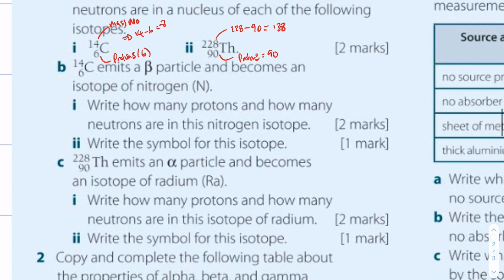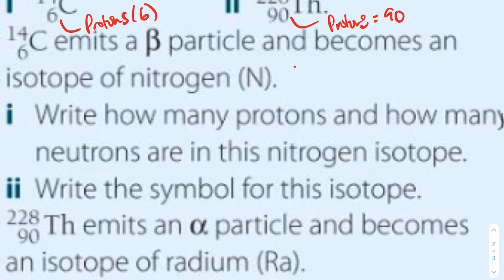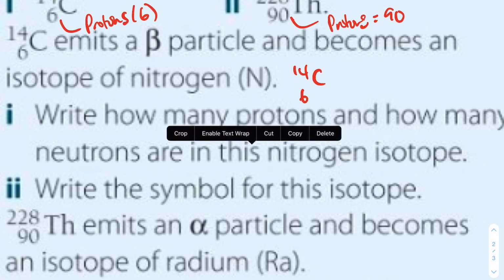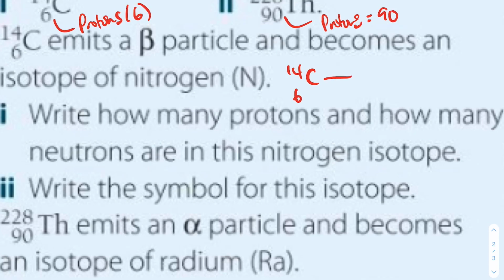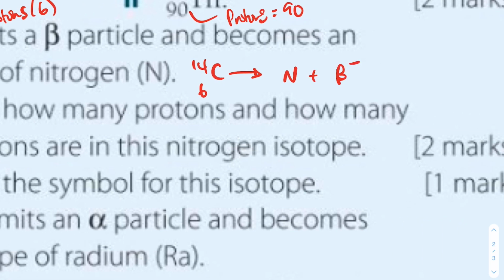So carbon 14 emits a beta particle. Remember, a beta particle is just an electron, and becomes an isotope of nitrogen. Write down how many protons and how many neutrons are in this isotope of nitrogen. So we have to first think about the reaction. So carbon 14 turns into nitrogen plus a beta minus particle. You can write the -1, 0 instead if you like, or you can just go straight for beta minus.